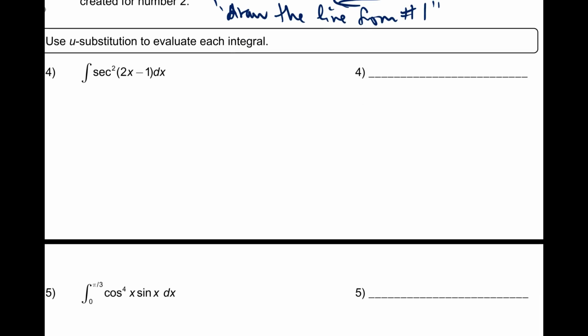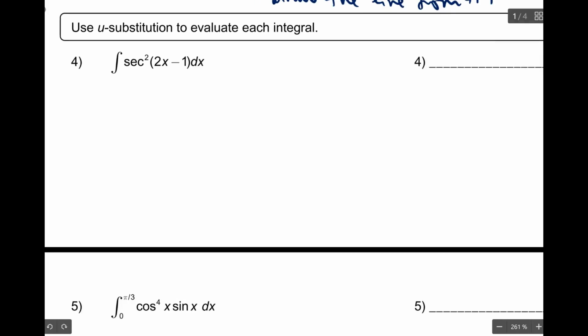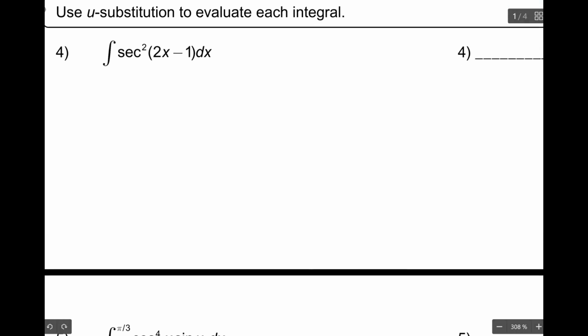All right. Let's hit some U substitution. Okay. So we have secant squared of 2x minus 1 dx. Bradley, what do you think we should let U equal? 2x minus 1. Am I going too slow or is this okay? Oh, this is fine. Okay.